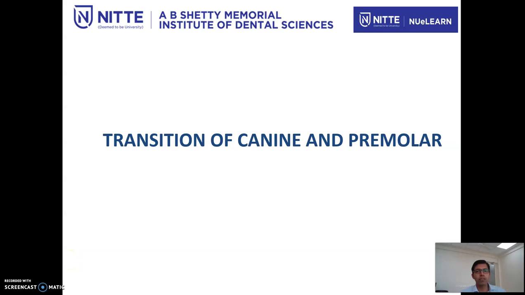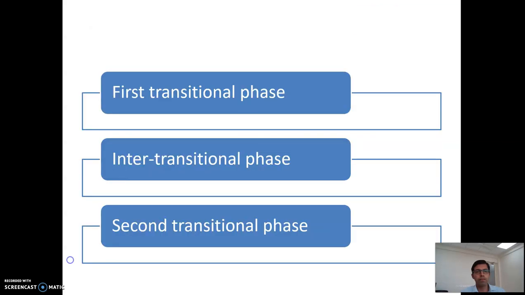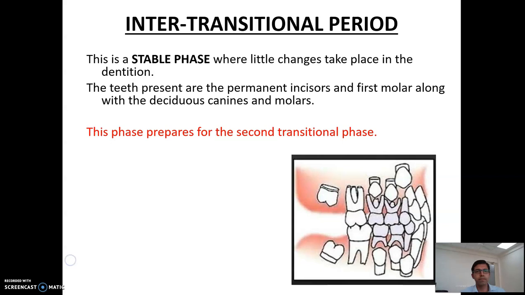Discussion is on the transitional canine and premolar. The mixed dentition phase is divided into the first transitional phase, the intertransitional phase, and the second transitional phase. Coming to the intertransitional period, this is the stable phase where little change takes place in the dentition.